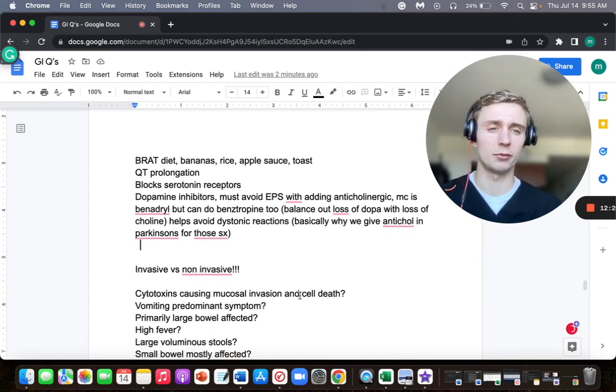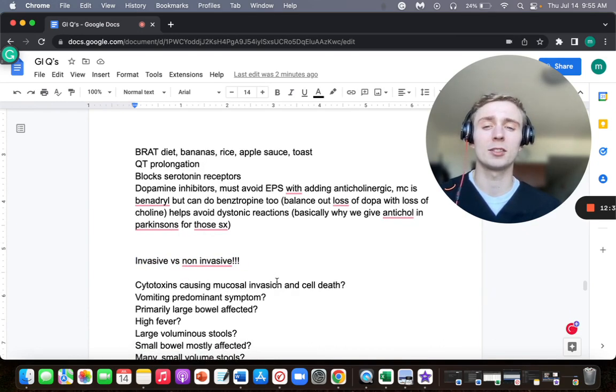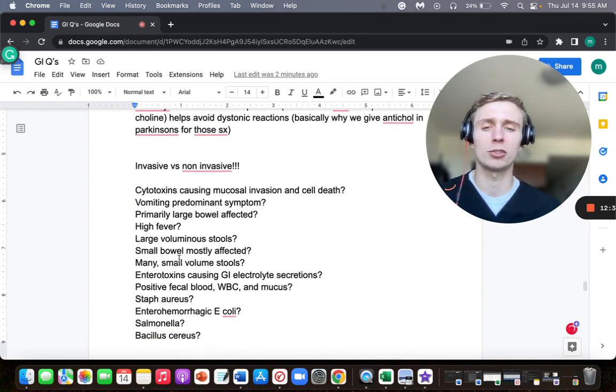Okay, so now we need to know the difference, importantly, between invasive and non-invasive diarrhea and the causes of those things. This is not a favorite topic for me for sure, but invasive versus non-invasive diarrheas. So I'm going to do a list again, just like we did for ulcerative colitis and Crohn's, as well as for ulcers. And we should say if this is invasive or non-invasive. So it's important to study the differences.